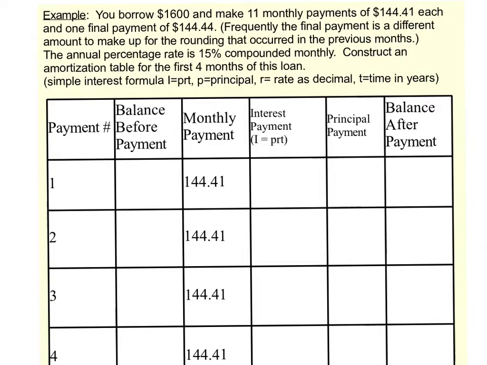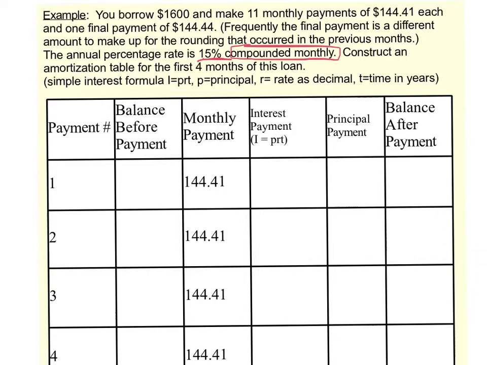So let's say you borrow $1,600 and you're going to make 11 monthly payments of $144.41 and then one final payment of $144.44. So notice they're 3 cents off, and frequently that final payment will be a little bit more, a little bit less, just because of rounding situations, so not a big deal. Your annual interest rate is 15%, and you're always going to see this compounded monthly. That you don't really need to worry about. That's just letting you know that you're going to be making a payment every month. We'll talk more about that later. Construct an amortization table for the first 4 months.